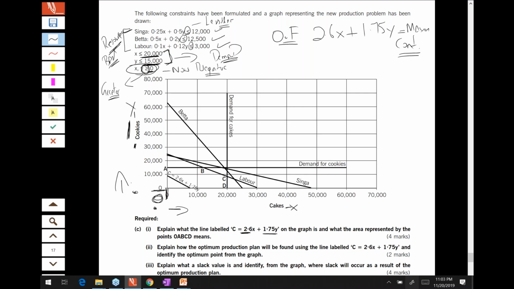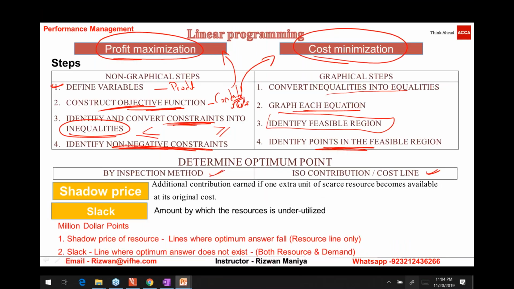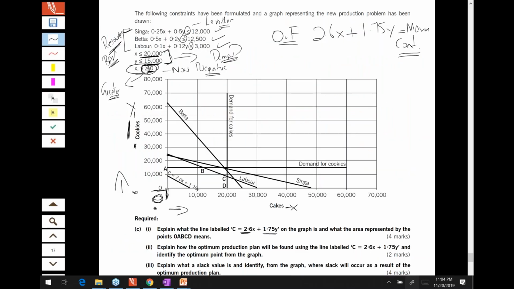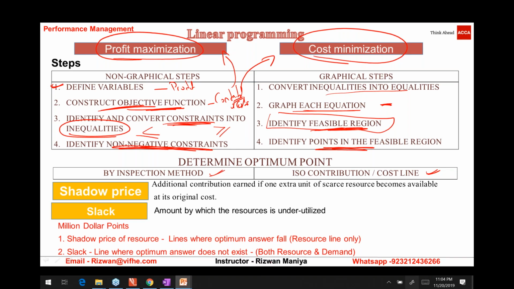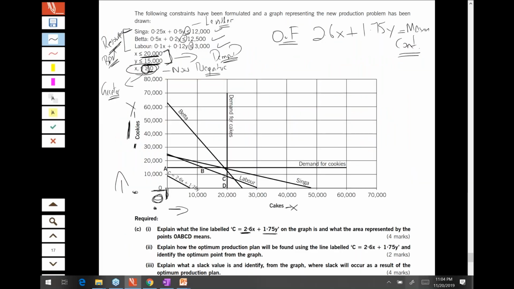Okay, then we graph each equation. Keeping in mind the constructive response question, you will not be required to make the graphs because you cannot prepare graphs on spreadsheets. So you will be provided with a graph, as you can see right now. Identify the feasible area, the feasible region.